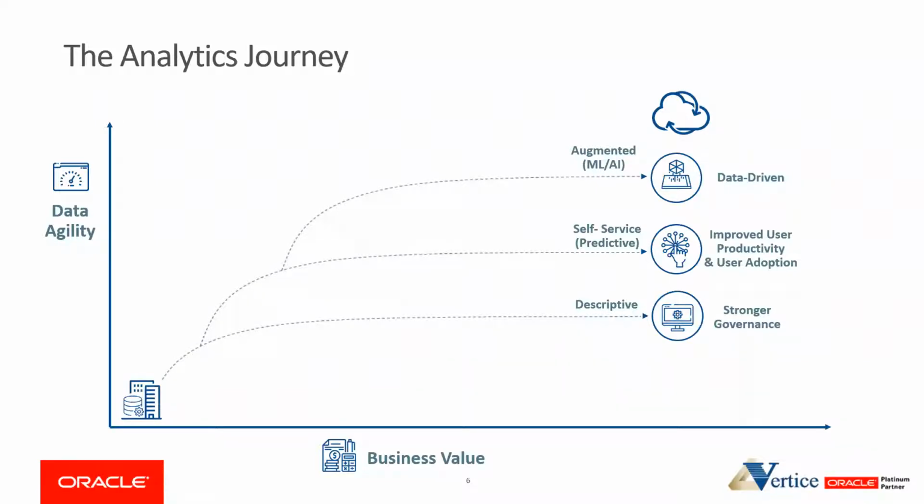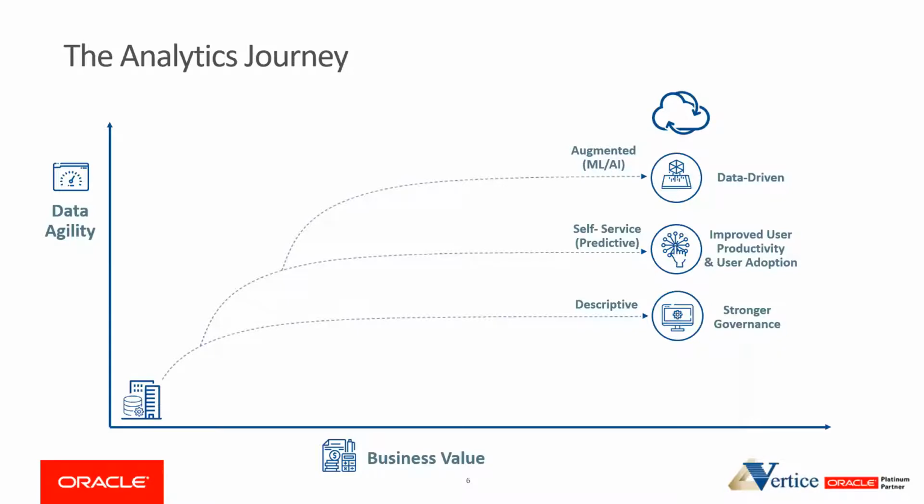If we work with a customer who doesn't have analytics in place, we start by implementing descriptive analytics. This in turn sets up stronger data governance, as this phase is where processes for release management, version control, data integrity, and cleansing are usually established. Having stronger data governance then allows our customers to move on to the next stage, predictive analytics or self-service. And this allows customers and users to get more hands-on with the data that's available to them, and this results in improved user productivity and user adoption.